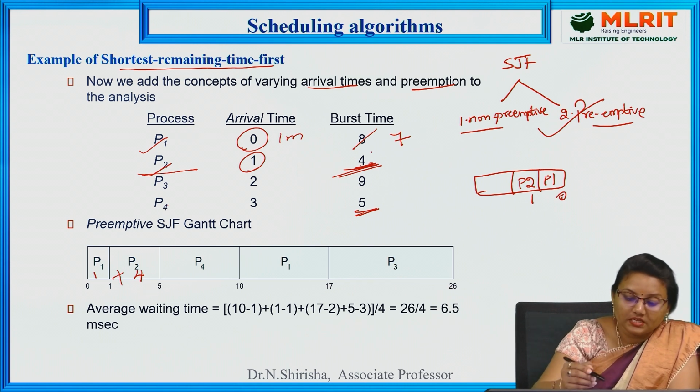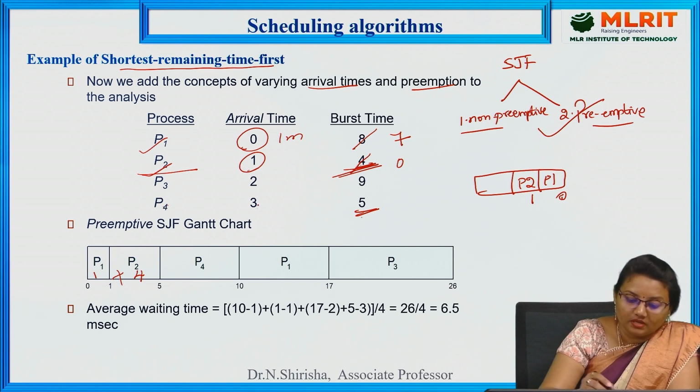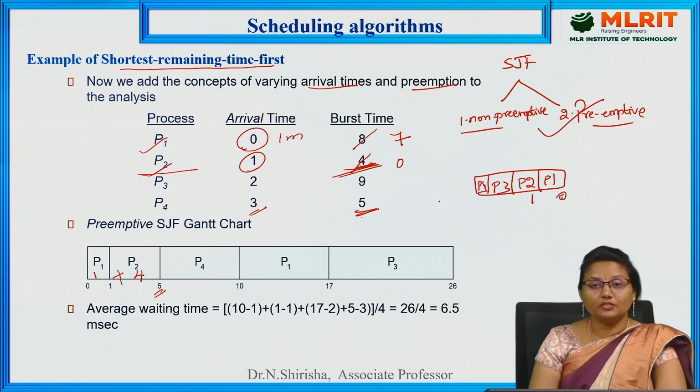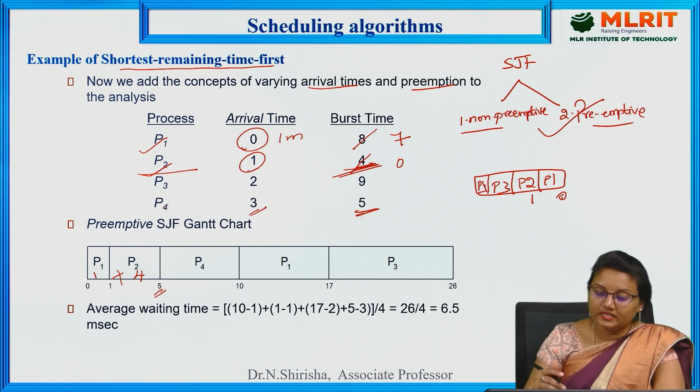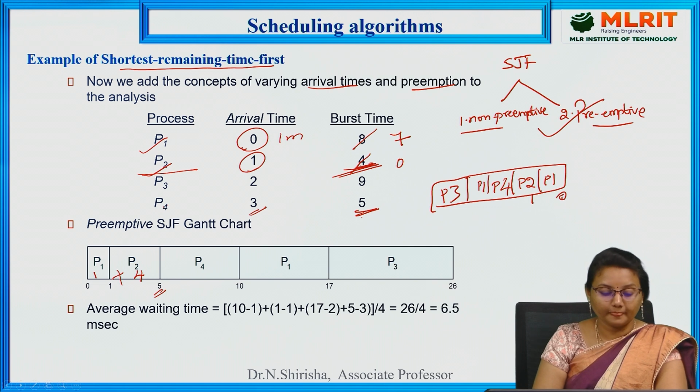Now, what is the next least burst time? P2 has been executed and is becoming 0. P4 arrived at 3 milliseconds. At time 5, all the processes are in the queue. Now you have P3 and also P4. After P2, the process allocated using SJF is P4. After P2, P4 is allocated, then the remaining burst time of P1, then P3. This is the ready queue.